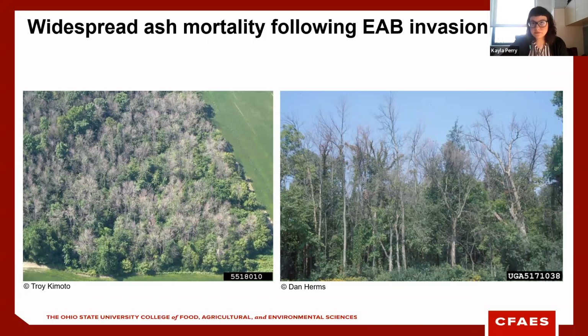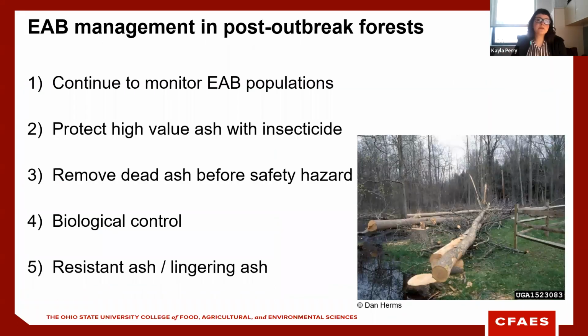So I wanted to talk briefly about some of the EAB management actions that have happened, focusing on post-outbreak forests, but of course these are also happening in outbreak forests at the leading edge of the EAB distribution. And so I wanted to talk a little bit about monitoring, and particularly the importance of monitoring in post-outbreak forests to understand low density populations, protecting high value ash. EAB is still here, so if you have an ash that you've been treating with insecticide, you need to continue doing it. A little bit about coarse woody debris, which is an area that I've studied, biological control, and then lingering ash.